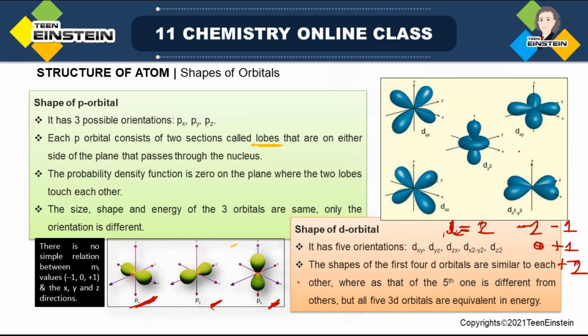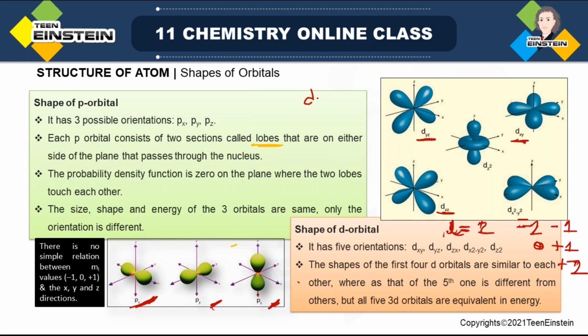Now if you look carefully, these four basically, you can find some similarity. That is the 4 pictures at the 4 corners. And what is the similarity? The similarity is that all are having 4 lobes, right? But just forget for some time about dz square, because it looks completely different. Just focus on these 4 pictures at the 4 corners. You can find some difference.